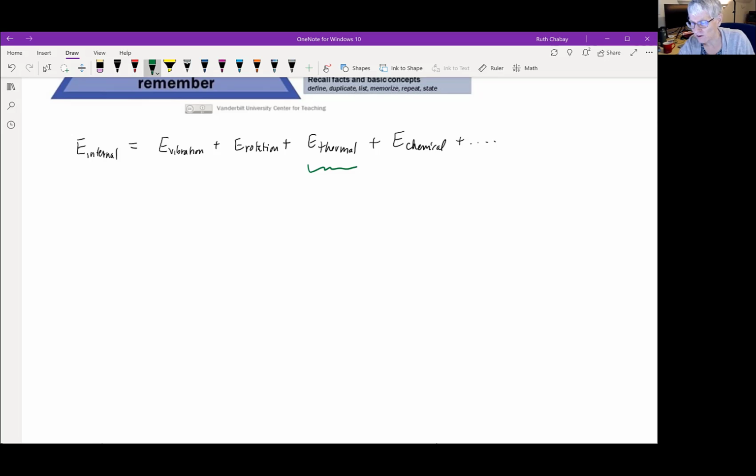what we're focusing on right now is this part that's actually associated with temperature. So there's nothing mysterious about thermal energy. It's just this microscopic energy associated with the vibration of atoms. And so if we have, let's go back to our ball and spring model here.